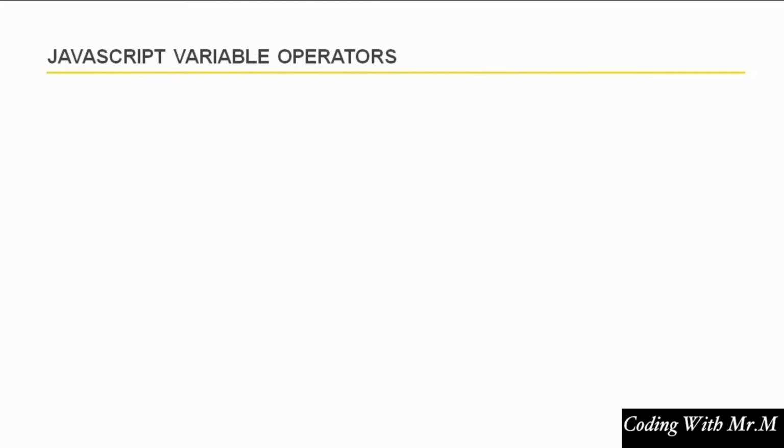In this video, I will talk about JavaScript assignment operators. An assignment operator assigns a value to its left variable based on the value of its right variable. Let me open the code editor and I will show you some examples of assignment operators.